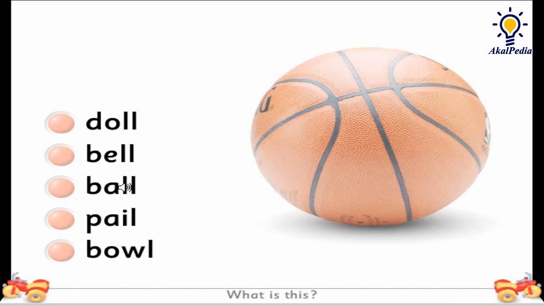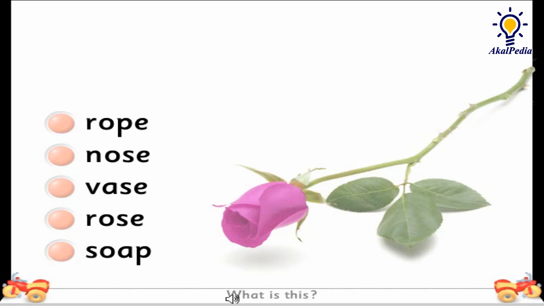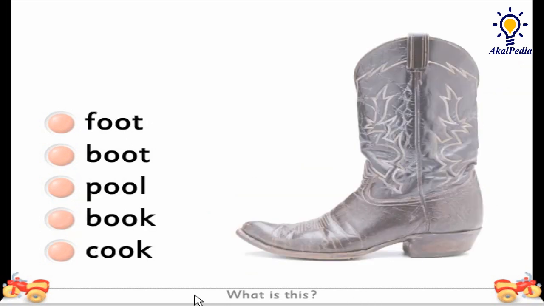Doll, bell, ball, pile, bowl. Ball. What is this? Soap, rose, vase, nose, rope. Rose. What is this? Foot, boot, pool, book, cook. Boot.